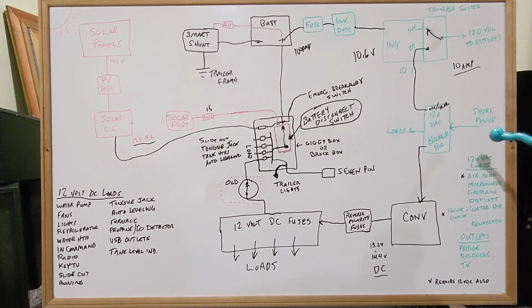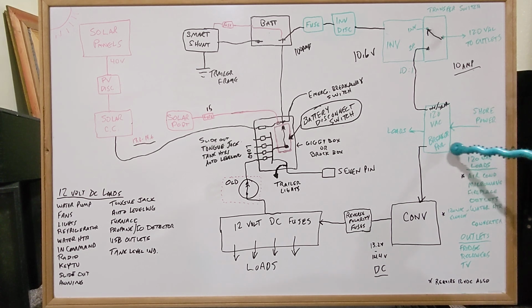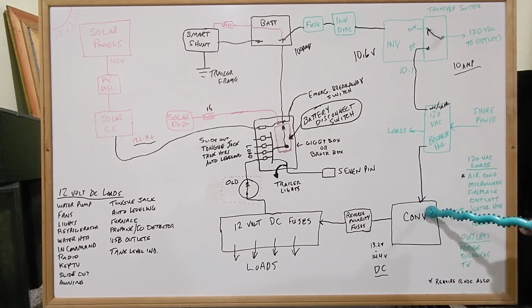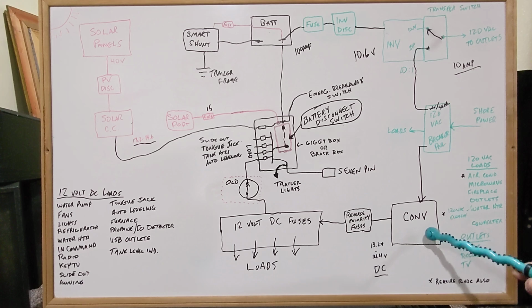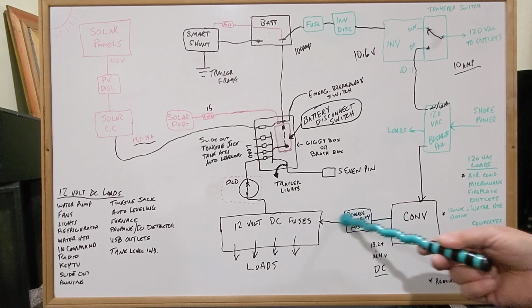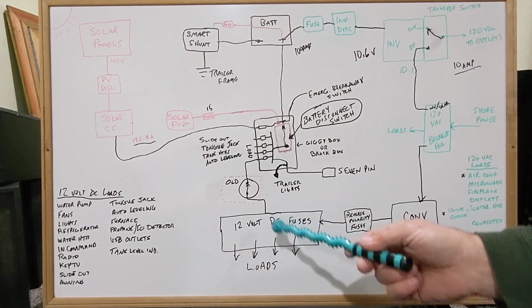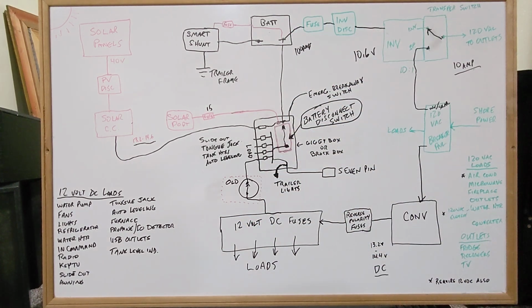So let's go through how everything is connected together. Your shore power is coming into your breaker panel here. It's feeding all these loads. And one of those loads is the converter. So the breaker for the converter is supplying power down to your converter. The converter is just a big regulated DC power supply used to supply 12 volt power to these loads, and it also supplies power to charge the battery.